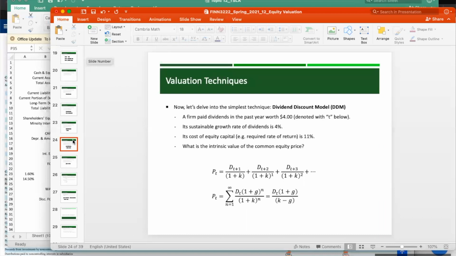But these are the techniques that lots of equity analysts use. And like I said earlier, most of them just stick to price to book, price to earnings. Sometimes price to sales, price to cash flows.